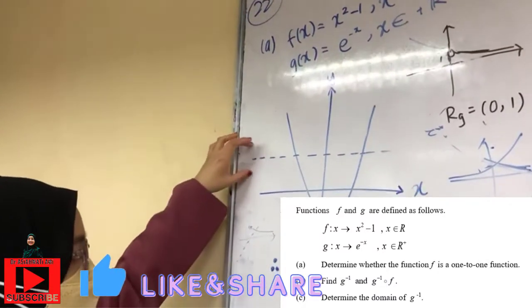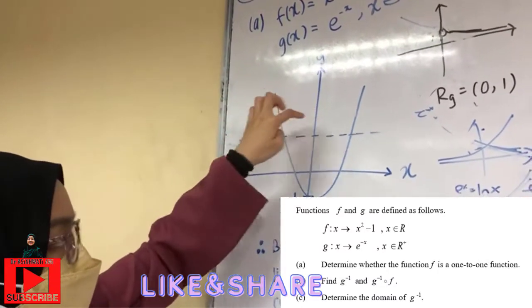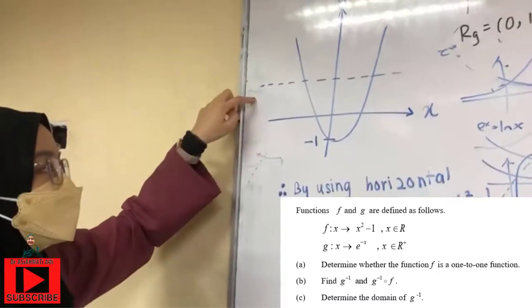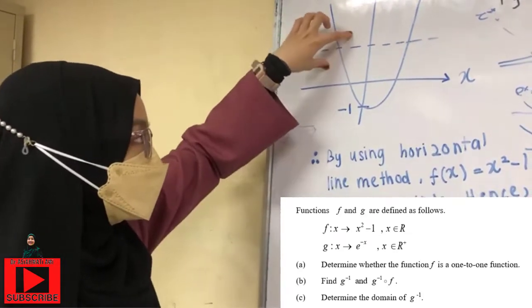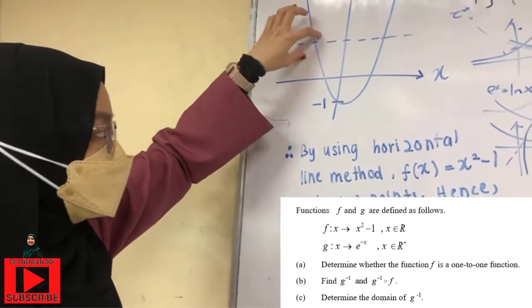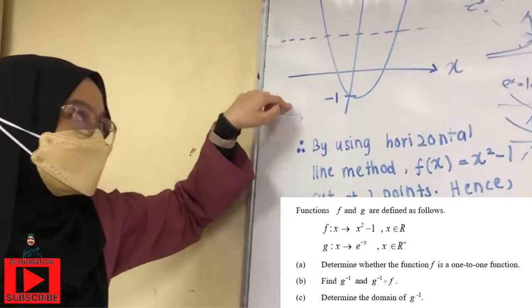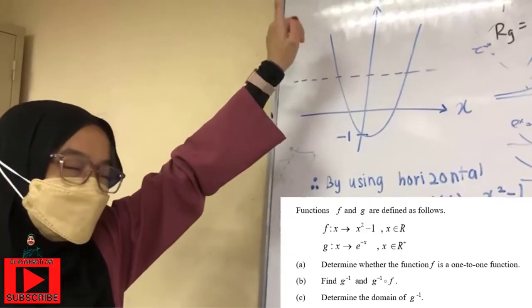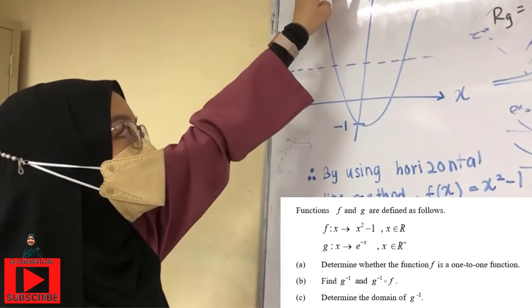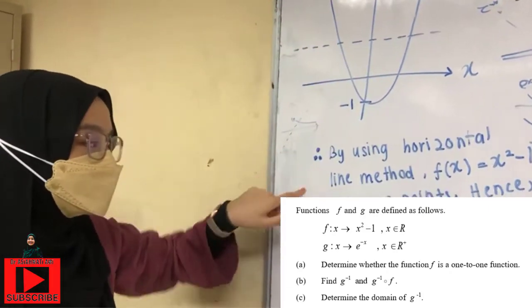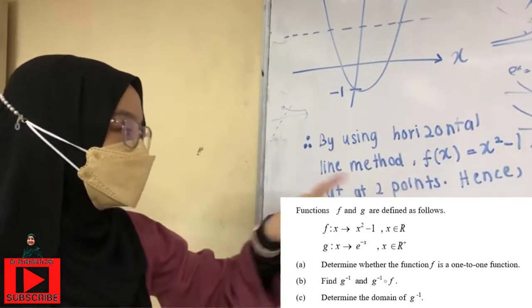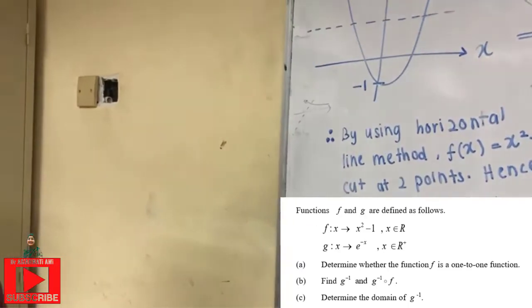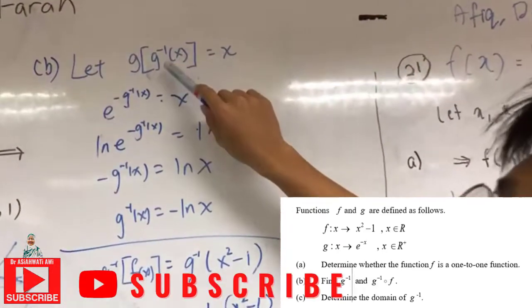Okay, kita letak satu garis, kat mana-mana pun tak apa, satu garis horizontal. Lepas tu kita tengok either dia kat dekat 2 point ataupun 1 point. Kat sini kita nampak dekat at 2 point, kat sini, kat sini. So it shows that the function f(x) equal to x squared minus 1 is not a one-to-one function, because by using the horizontal line method, it cut at 2 points. Hence, the function is not one-to-one function. Okay, good.